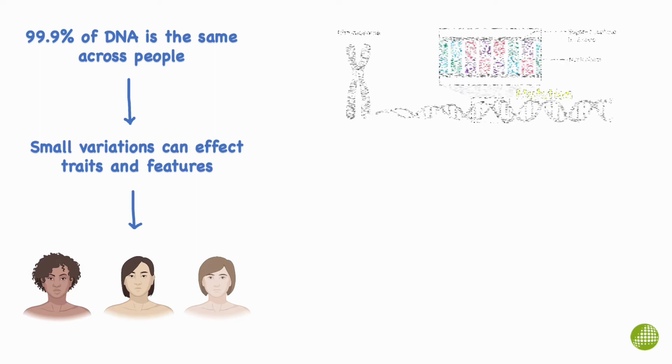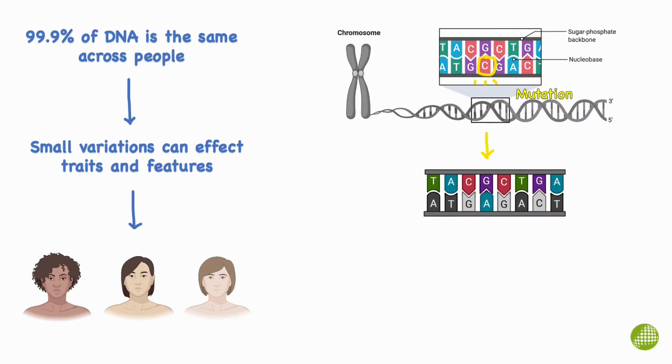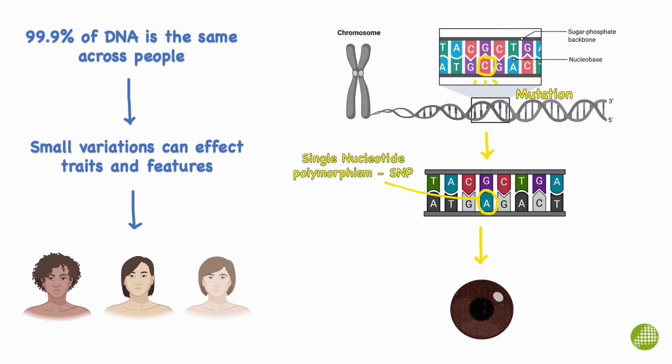Differences in DNA are called mutations. The smallest mutation is a change in a single nucleotide. This is referred to as a single nucleotide polymorphism, or SNP for short. In complex traits or disease, multiple SNPs act in combination to produce the resulting feature. For example, a handful of mutations in combination come together to determine your eye color.